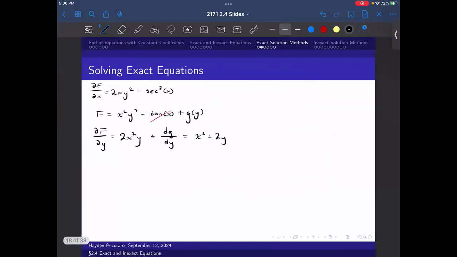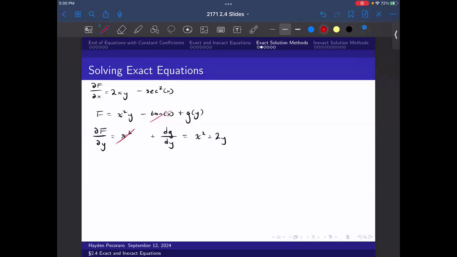Antiderivative. Oh, I keep writing the y squared there. All right, that shouldn't be there. There we go. And then, yeah, okay. Sorry, that's my mistake. So we should have x squared.